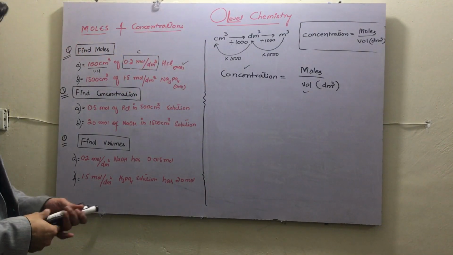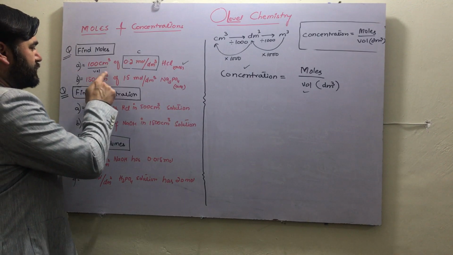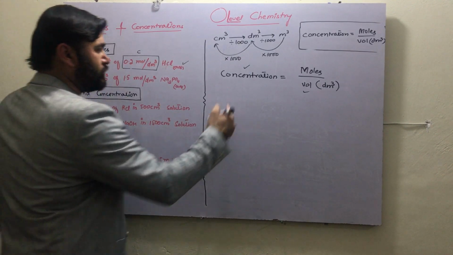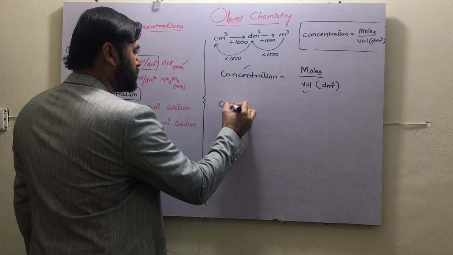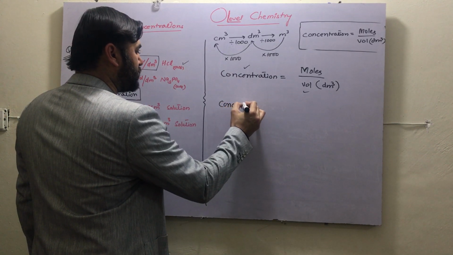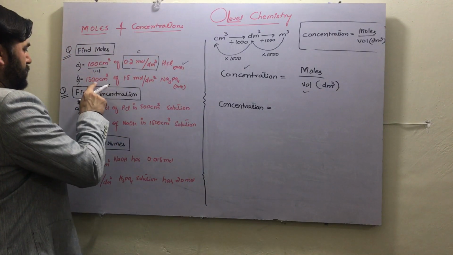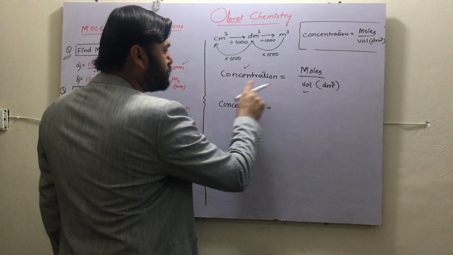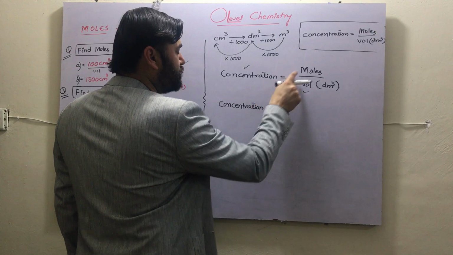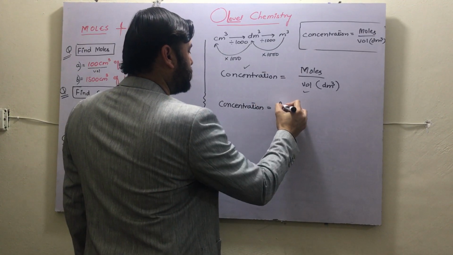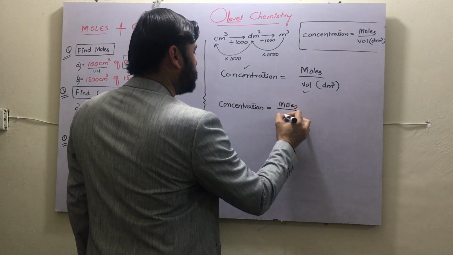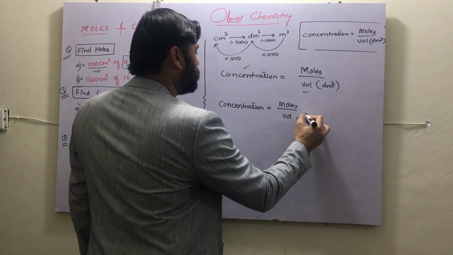Now in the same formula, 1500 centimeter cube of this is volume. So write the formula. Concentration is equal to moles divided by volume. So these two things are given. You need to find the concentration. So you will write moles divided by volume in dm cube.